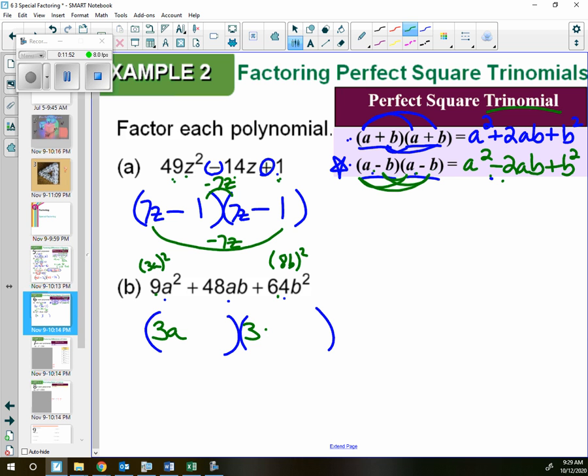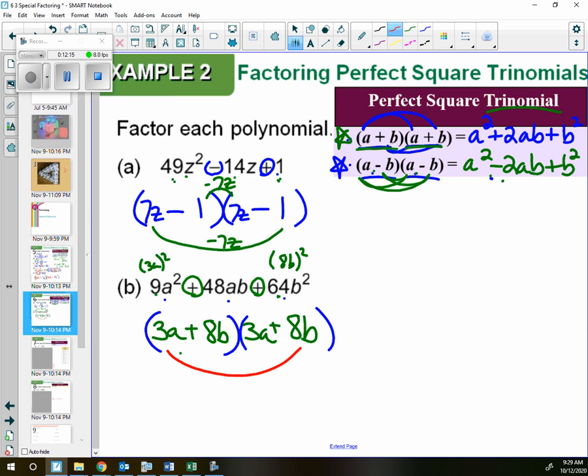So 3a and 3a, because these are big numbers, like 64 has a lot of factors. So if it's the perfect square option, all the better. It multiplies to a plus, so I know the signs have to be the same, and the middle term adds to a plus, so they both have to be plus. So notice again, with perfect square trinomials, both of the binomials are identical, exactly the same thing. Let's check your outsides.